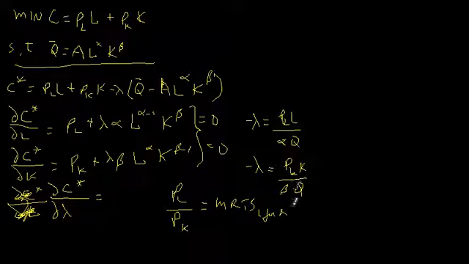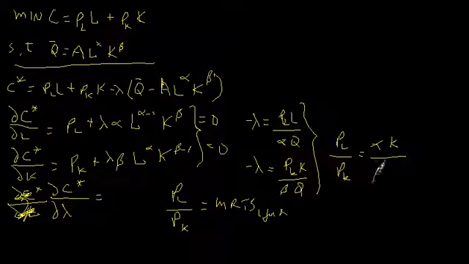Two things equal to the same thing are equal to each other. So we see that in this case, PL over PK is alpha K over beta L.